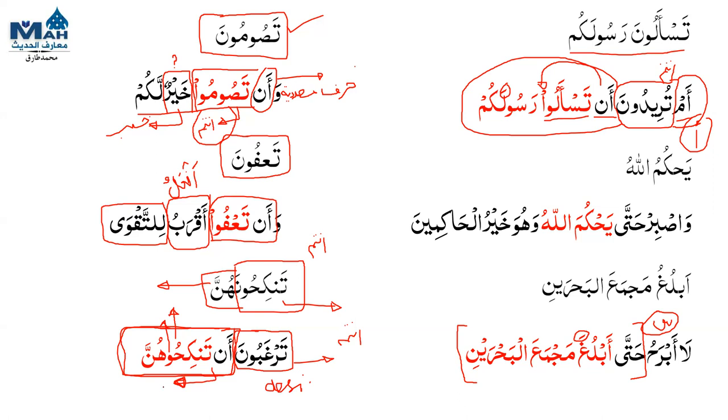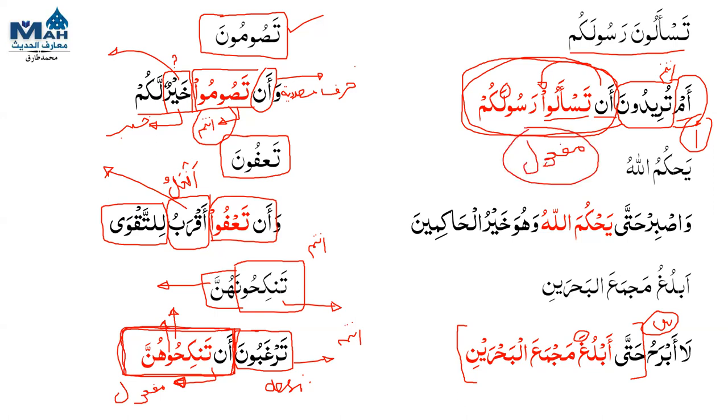It's mubtada and khabar. No. See, after fi'l mudari', it is here maf'ul, okay? Mubtada khabar, we say where we have this marfu' noun after that, like khairun, akrabu. So after that, there's nothing. Things stopped. And it is just after the fi'l mudari'. Here also, in the first sentence, am turiduna an tas'alu rasulakum. So this an tas'alu rasulakum is completely maf'ul of turiduna.